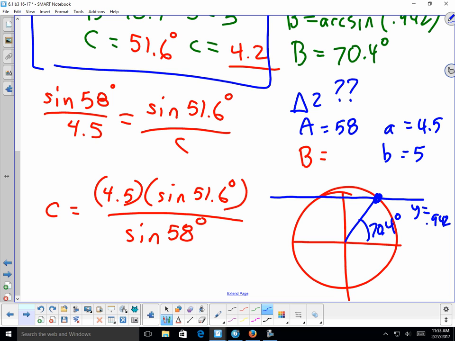70.4 degrees. But over here is another angle that also has a y coordinate of 0.942. So this angle's got a y coordinate of 0.942, but so does this one. We found this larger angle by taking 180 minus 70.4, because this angle here and this angle here are going to be congruent. So what's 180 minus 70.4?